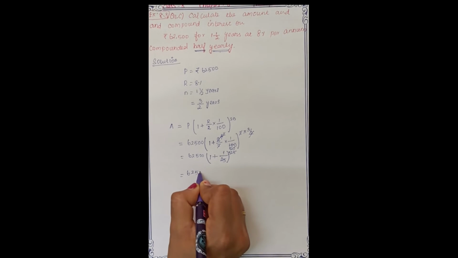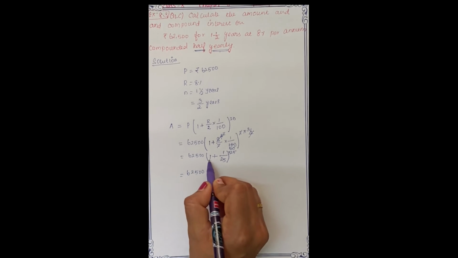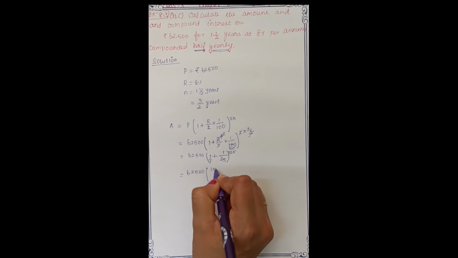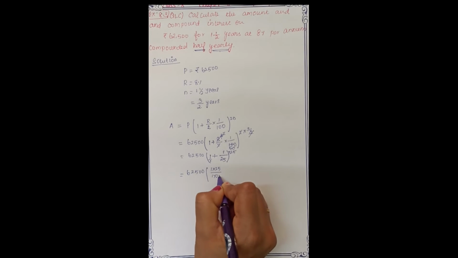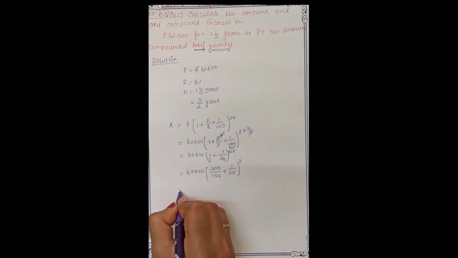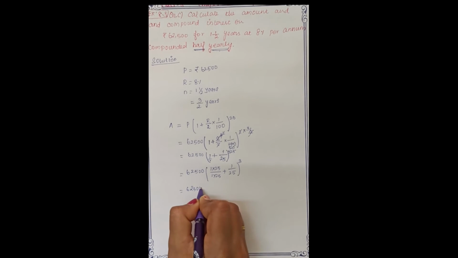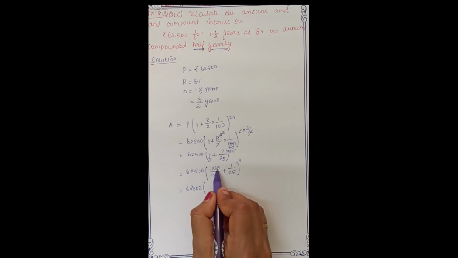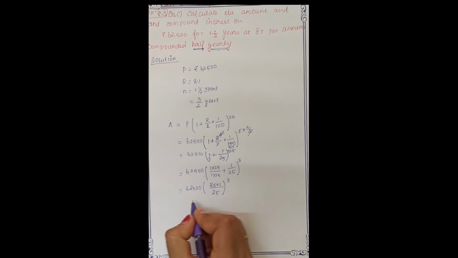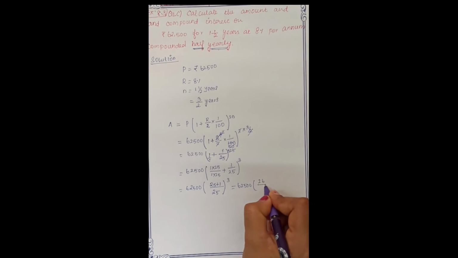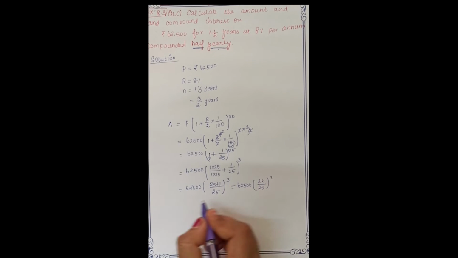So 62,500. Here the denominators are different. Here we have 1, so we need to make the denominators same. Multiply and divide by 25: 1 into 25 plus 1 by 25, the whole to the power 3. So here the denominators are same. So 25, here we have 25 plus 1 is 26. This is equal to 62,500 into (26 by 25) power 3.